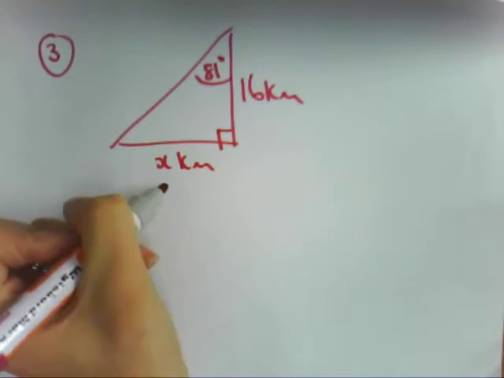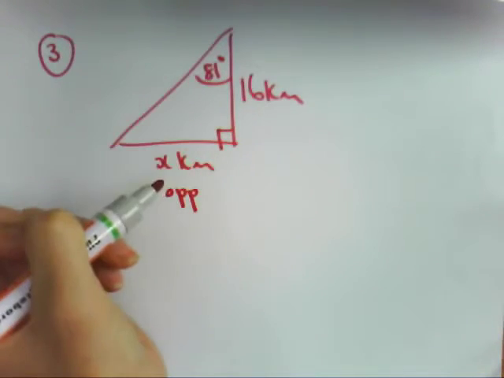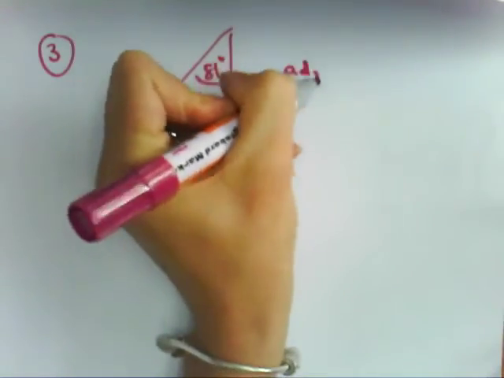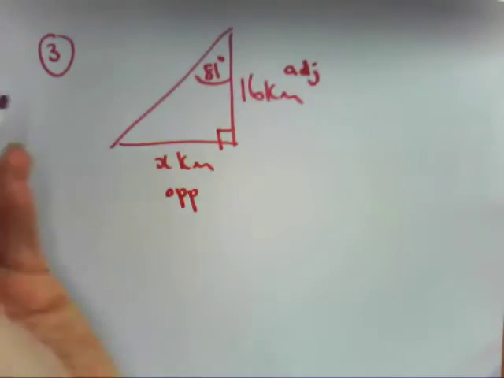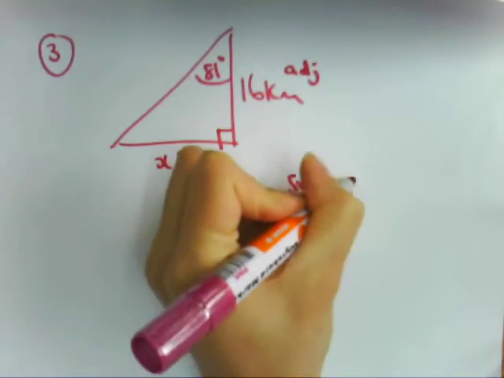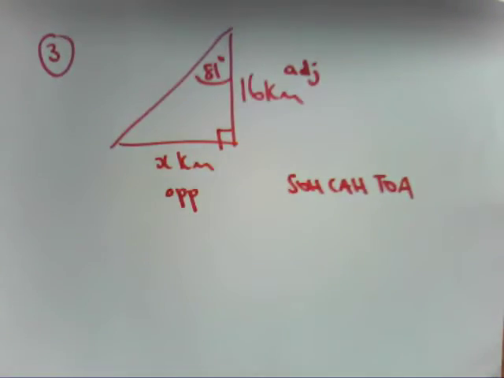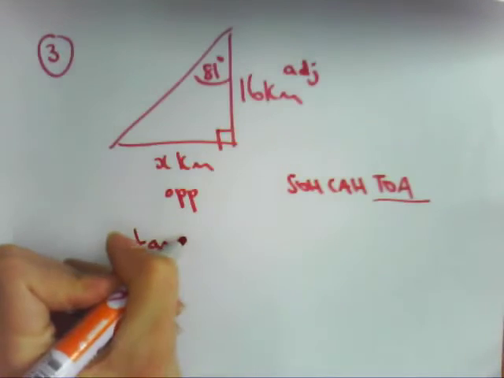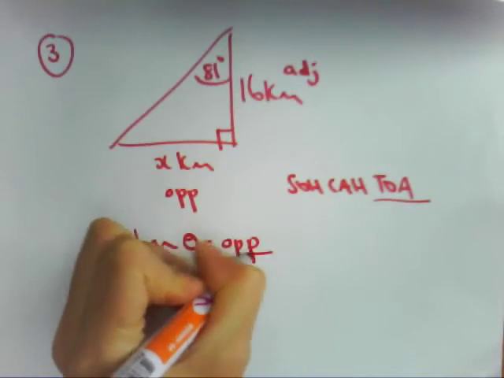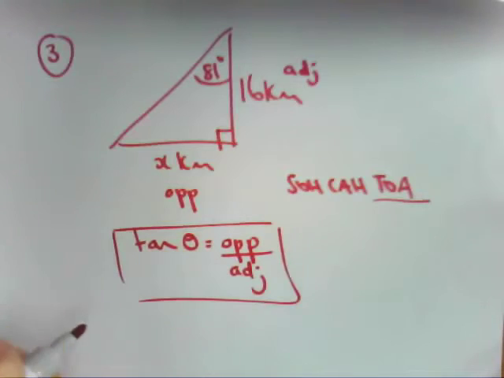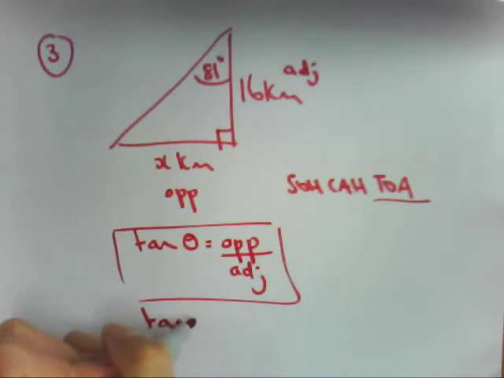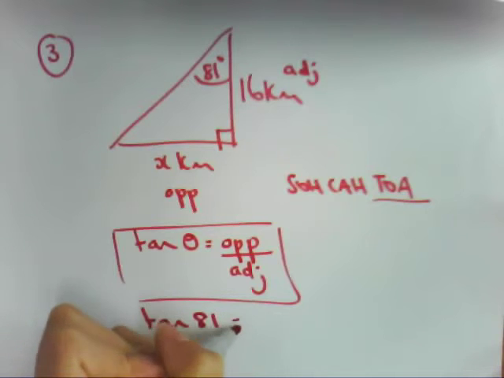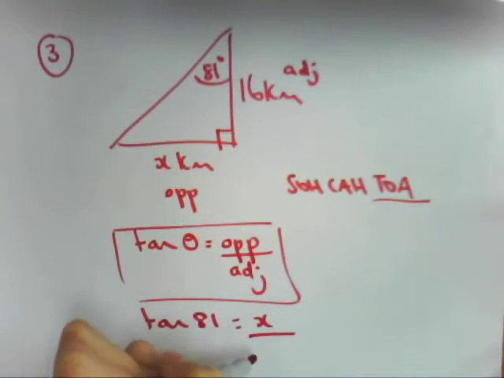Let's label the sides. We've got the opposite side, opposite to this theta, which is 81, and we've got this one, which is the adjacent. So we've got an O and an A. You guessed it: SOH CAH TOA. So it's going to be tan theta equals opposite over adjacent. Let's plug our values in: tan 81 equals x over 16.